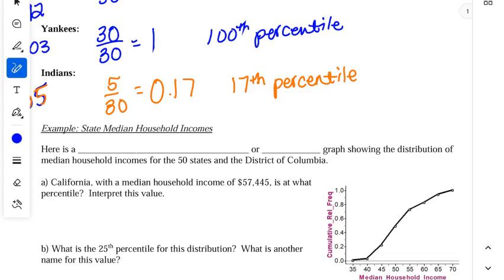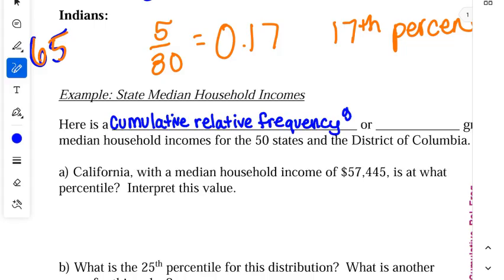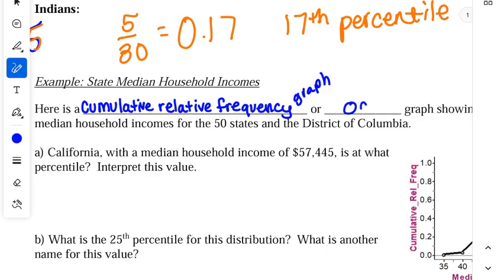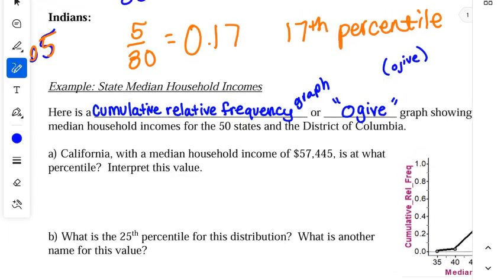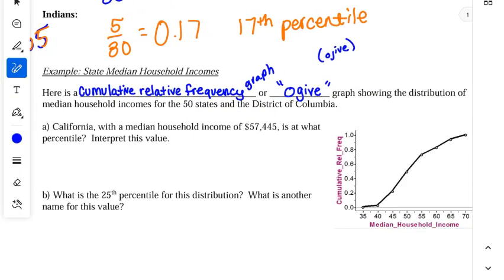Okay, we are going to look at a different type of graph. This graph is called a cumulative relative frequency graph, or ogive. And you say it sounds like this.